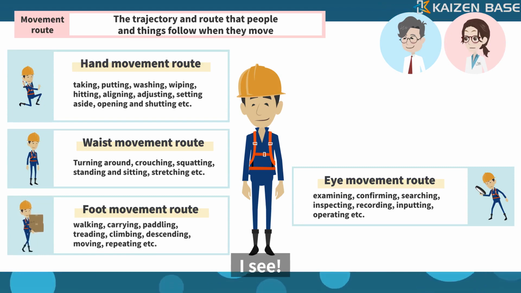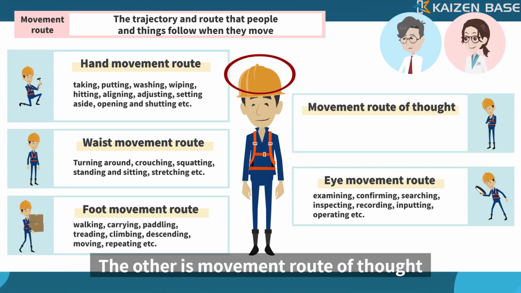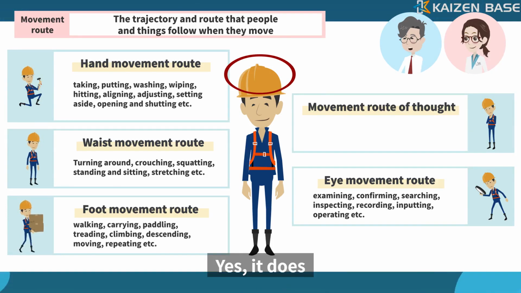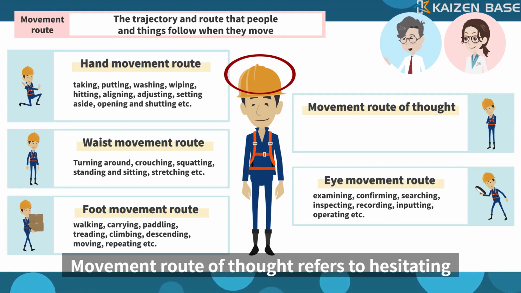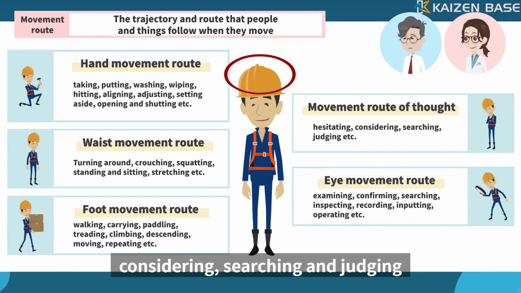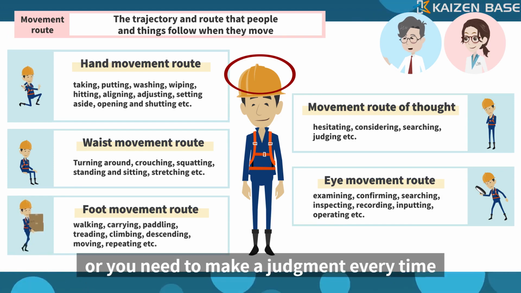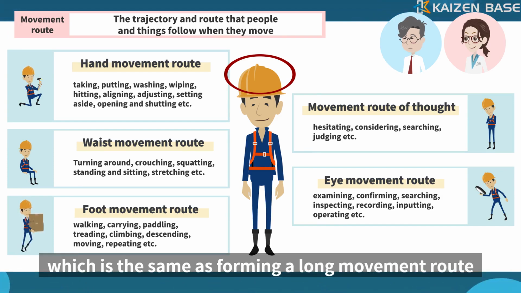I see. The other is movement route of thought. Does thought also have movement route? Yes, it does. Movement route of thought refers to hesitating, considering, searching and judging. When doing any work, you can't do it without hesitation, or you need to make a judgment every time, which is the same as forming a long movement route in your head.